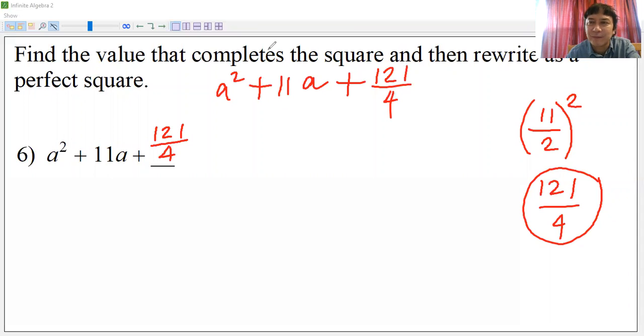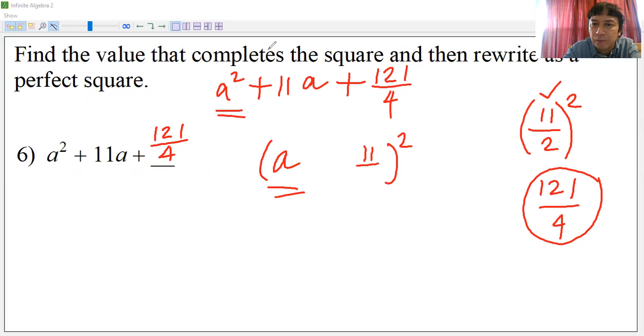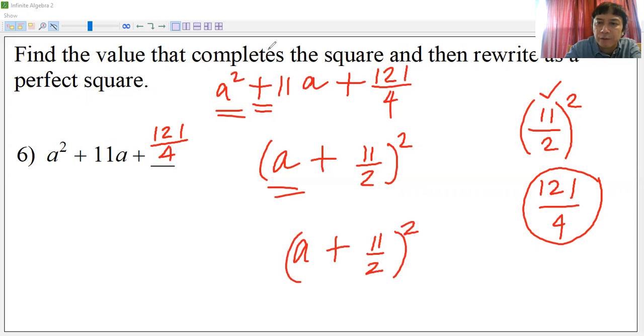Now, how about that perfect square? Okay, the perfect square, like that. And then we will take the first term from the square root of this. The square root of a squared is a. The square root of 121 over 4 is the number inside here, that's 11 over 2. And then the sign at the middle now is the sign here, so that is plus. So the required answer is a plus 11 over 2 squared. Okay, so these are the answers, this and this.